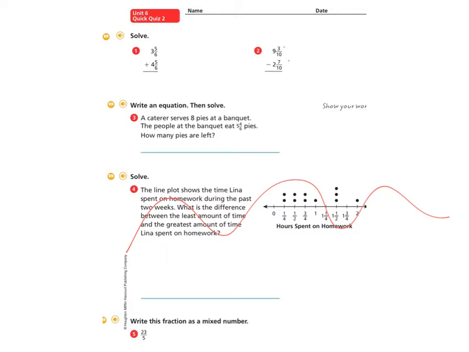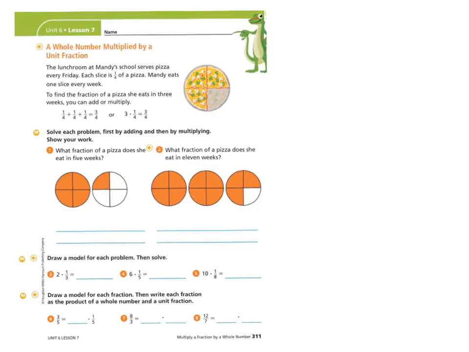Okay, so number 5, you're just going to write that fraction as a mixed number. So how many times does 5 go into 23? And what's the remainder? That would be the numerator, same denominator. All right, so show me what you know, and we will move on to the workbook pages.